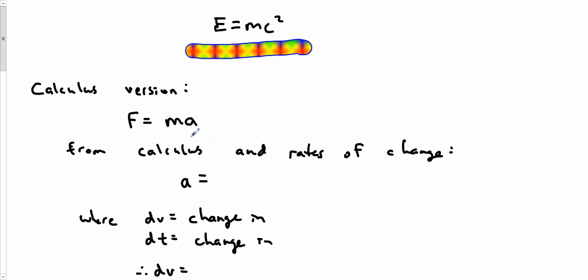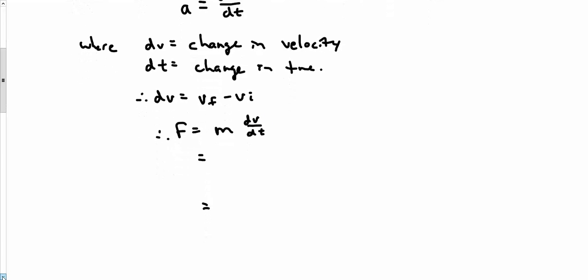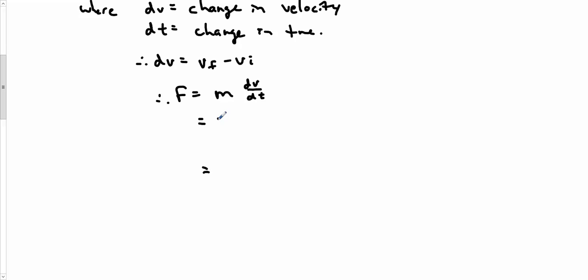Now, if I know calculus and rates of change, I know that a is dv by dt, where dv is the change in velocity and dt is the change in time. So the change in velocity is also equal to vf minus vi. So I would get that F equals m dv/dt, which is m (vf minus vi) over t. Now I'm going to bring this in, and I get (mvf minus mvi) over dt.